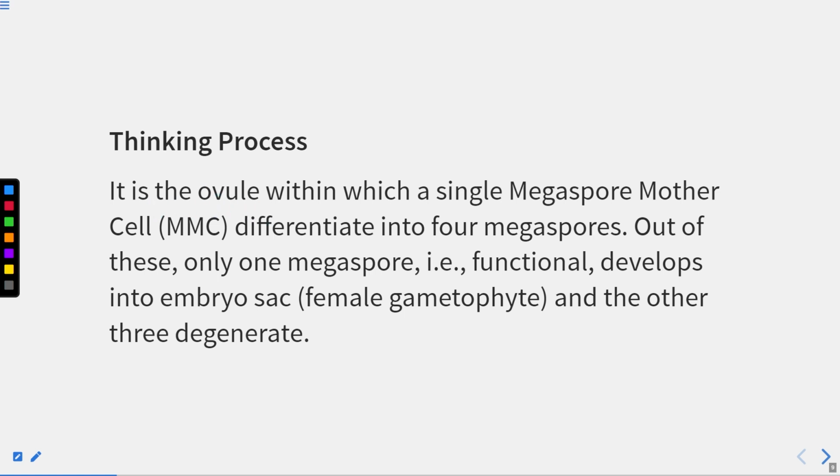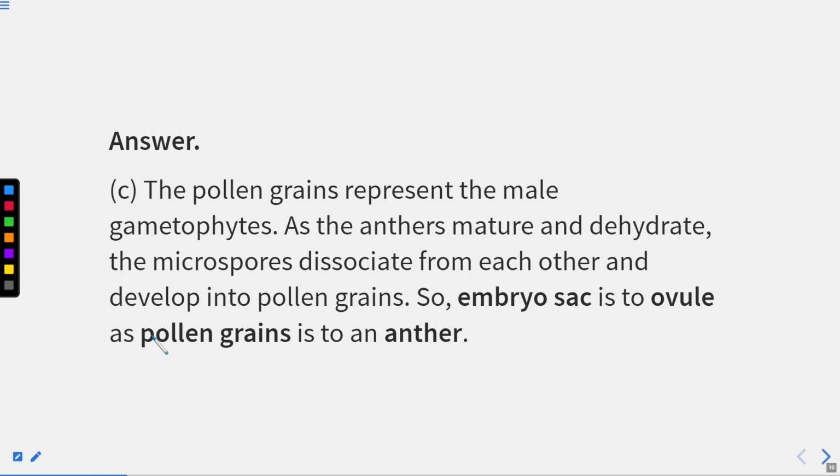Now, if we talk about the ovule, it is the ovule within which a single megaspore mother cell differentiates into 4 megaspores. Initially there is 1 megaspore mother cell inside the ovule, which divides into 4 megaspores. Out of these, only 1 megaspore is functional and develops into the embryo sac. Embryo sac we have already discussed. The embryo sac is also known as the female gametophyte, and the other 3 megaspores degenerate. Now the correct answer here is C.